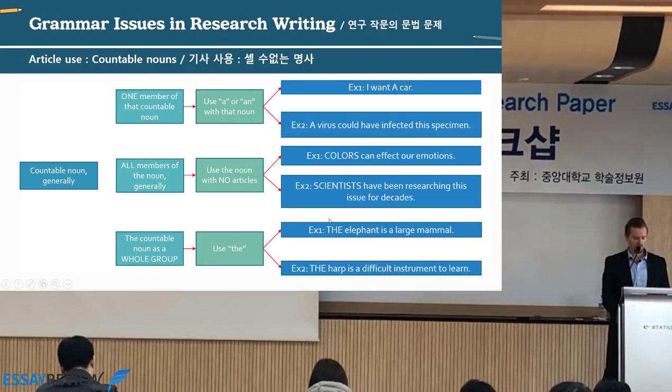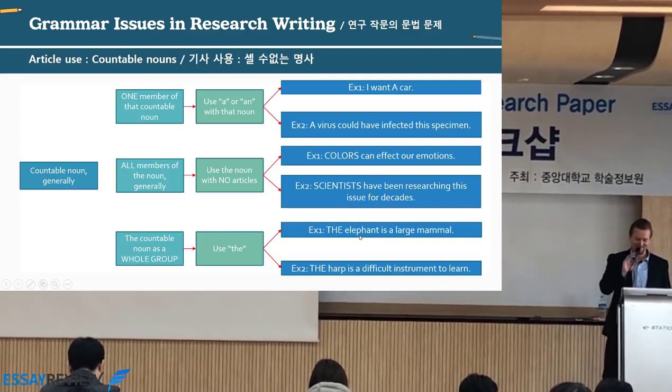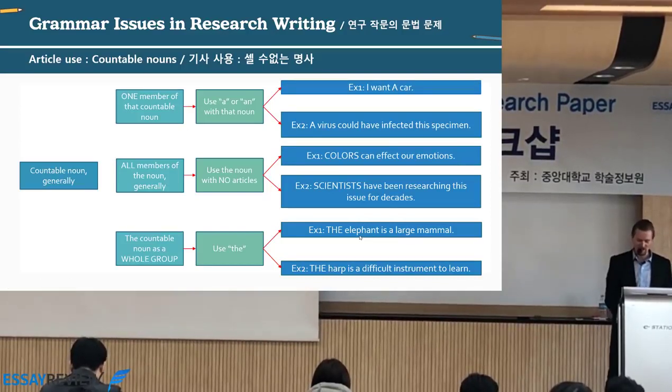For the countable noun as a whole group, use the. The harp is a difficult instrument. So the harp is countable. You can count 1 harp, 2 harps. The harp. The car is a difficult thing to fix. The elephant is a large animal. Okay, so use this as a tool if you need.